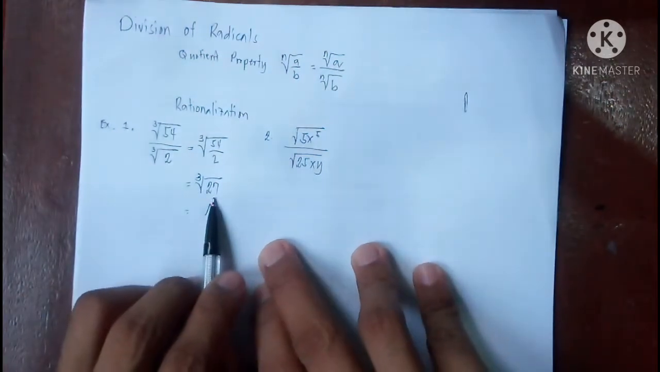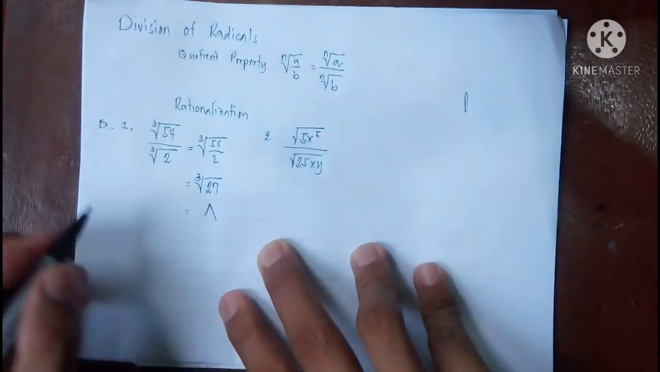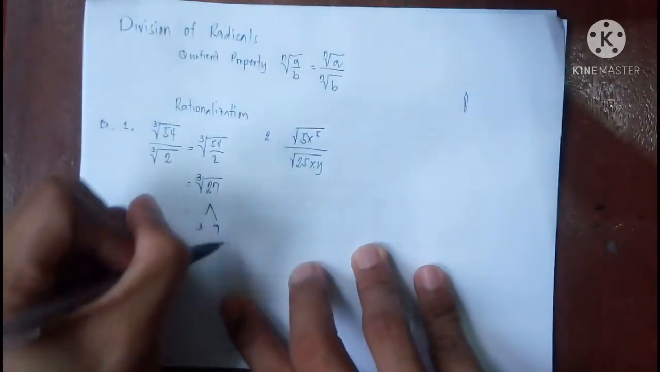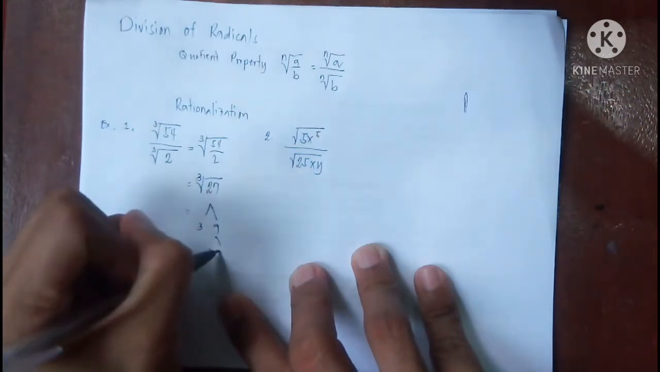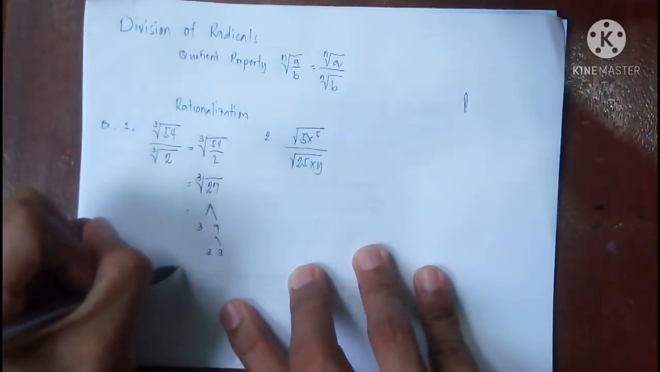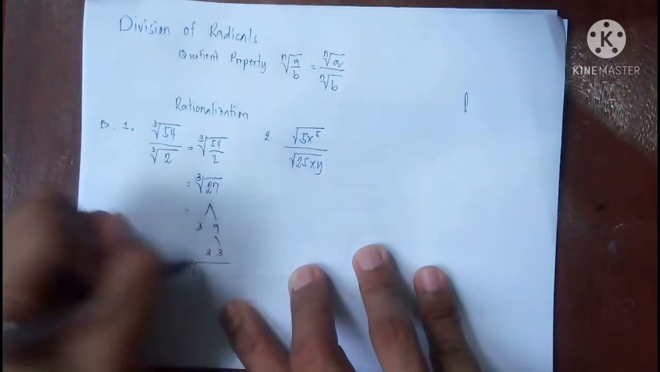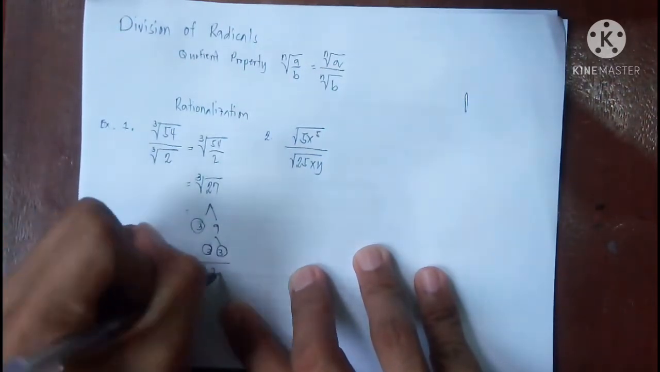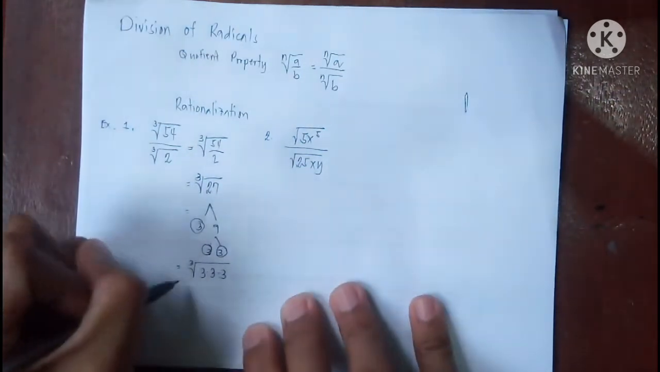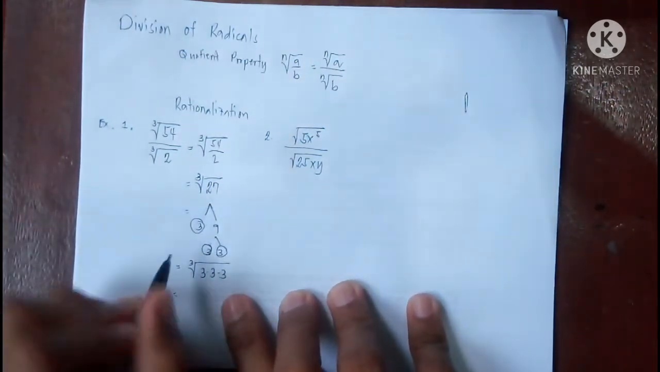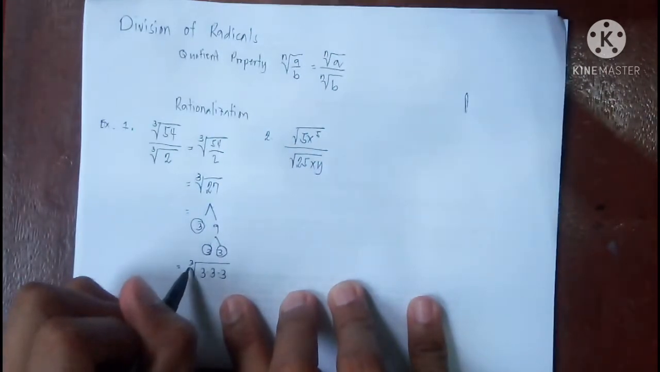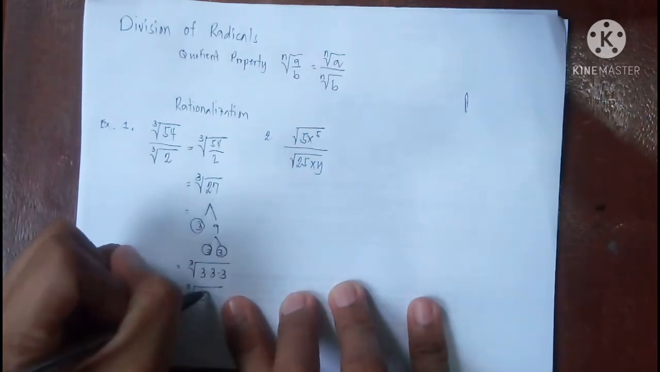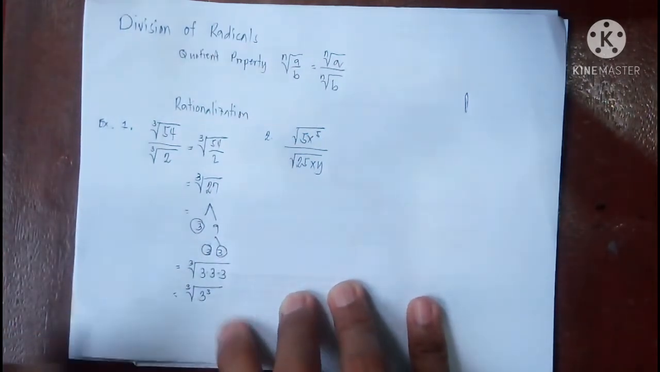Hindi siya divisible by 2, kasi hindi naman even. So, try natin sa 3. Okay, so meron siyang 3 times 9. And then, ang 9 naman ay 3 times 3. So, ibig sabihin, that is equivalent to the cube root of 3 times 3 times 3. And then, pwede natin itong isulat tamang-tama kasi cube root tayo, no? So, cube root of, pwede natin siyang isulat as 3 cube. So, 3 to the third power.